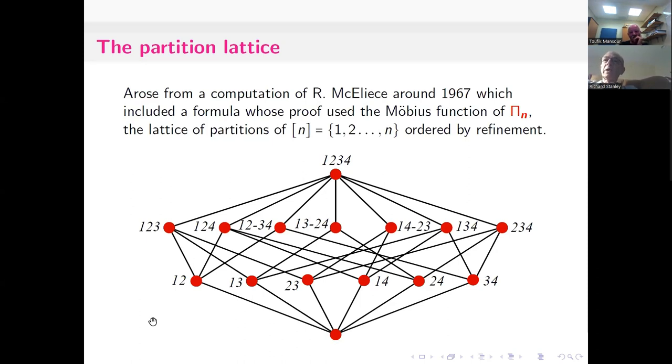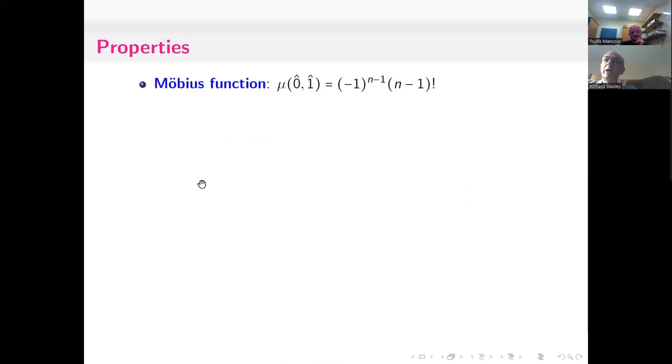So McLeese actually could have easily proved his formula without this tool of Möbius inversion, but I guess it was fortuitous for me that he did it, because this is how I found out about the work of Gian-Carlo Rota on partially ordered sets and got me started in this area. So let me say a few of the nice properties of this poset, most of which I was not aware of at the time I started working in this area.